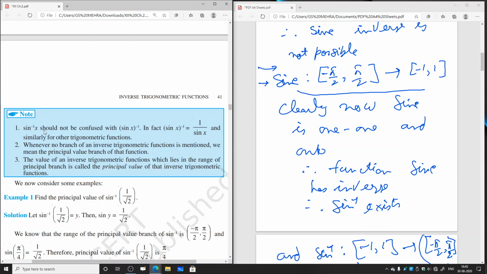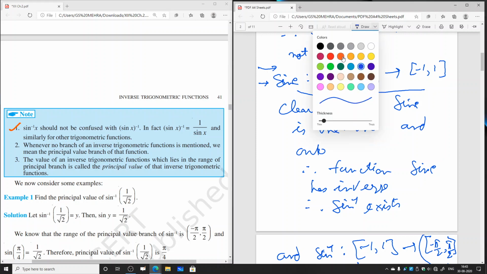The first one is that sine inverse x should not be confused with sine x whole inverse. Actually, sine inverse x means the inverse of our sine function. Here we have the sine function. This is the sine function which we have.